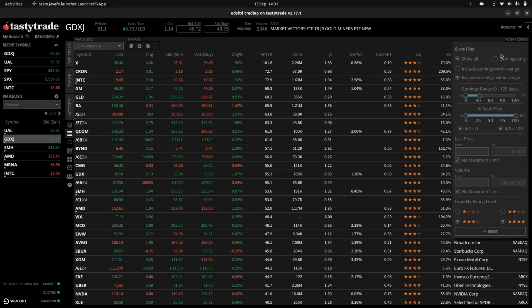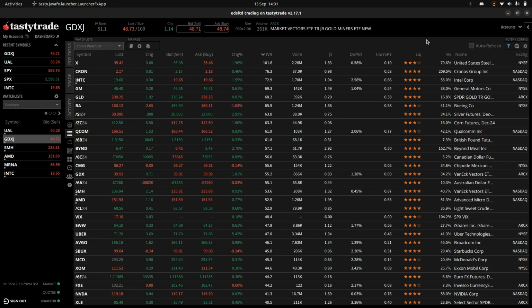We also can filter out low liquidity things. So basically we can select 3 and 4 star liquidity underlyings only. Right, 4 stars are highest, so 3 and 4 stars only. So what we've got now is a list of things to trade that we know is very liquid and we know doesn't have earnings for the foreseeable future.